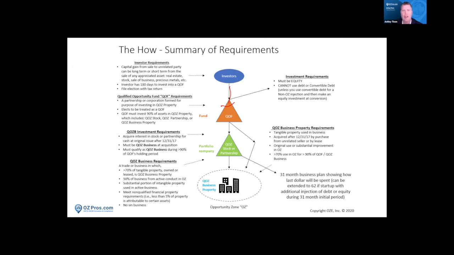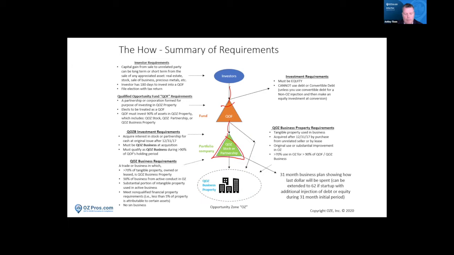Now, what is a qualified opportunity fund? It's actually going to be really simple. It's basically any partnership or corporation that's organized for investing in qualified opportunity zone property, right? And so that QOF can either invest directly into qualified opportunity zone business property, or it can invest into another qualified opportunity zone business, which once again is a partnership or corporation that's organized for purposes of investing into opportunity zone property.